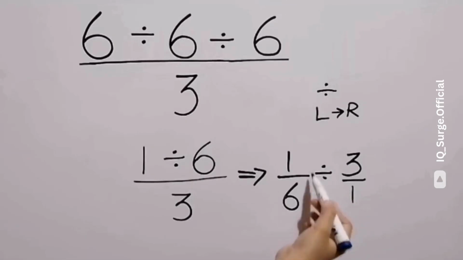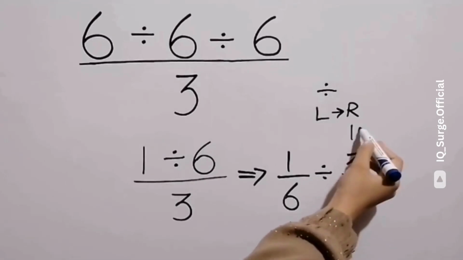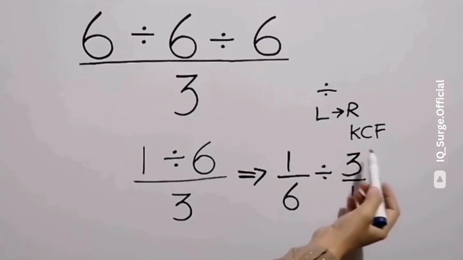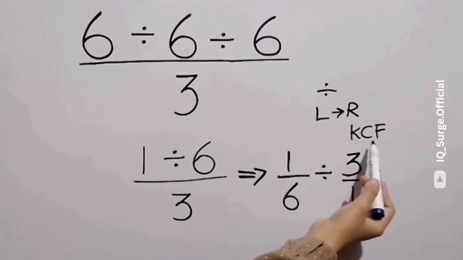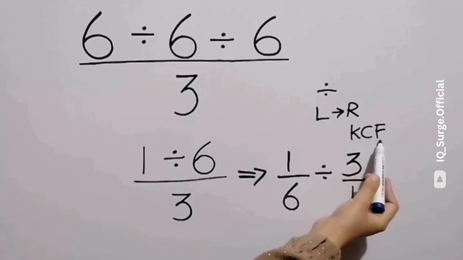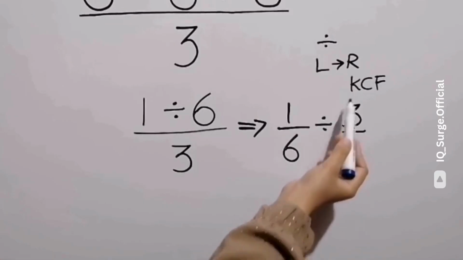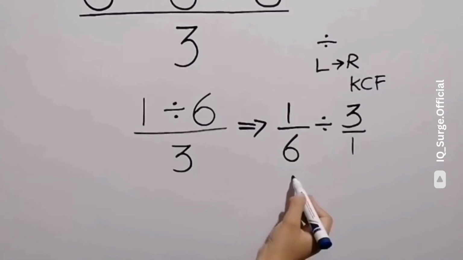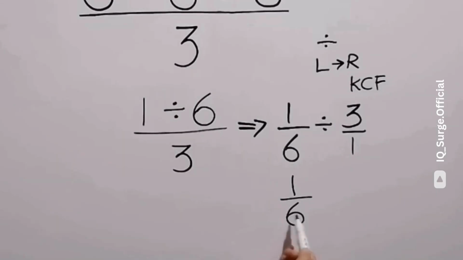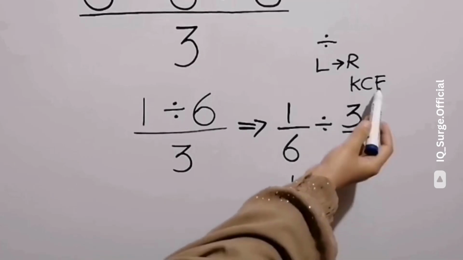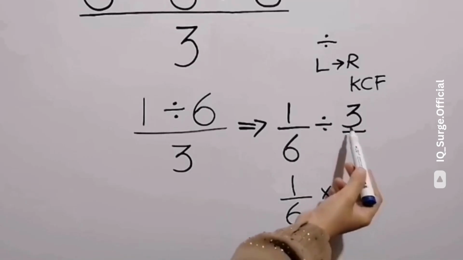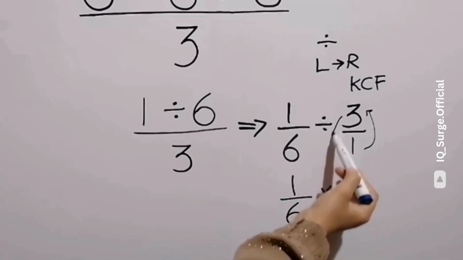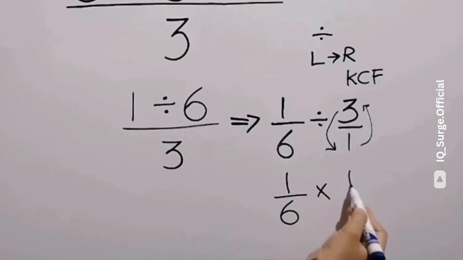To solve this division we follow the KCF rule. K stands for keep. C stands for change. F stands for flip. Now according to the KCF rule, keep the first fraction as it is. Change division into multiplication. And flip the second fraction. We are going to take the denominator up and bring the numerator down. So it becomes 1 over 3.